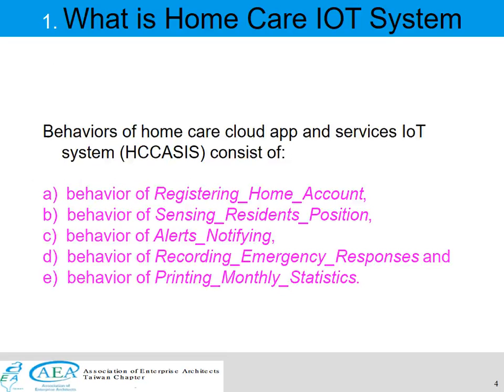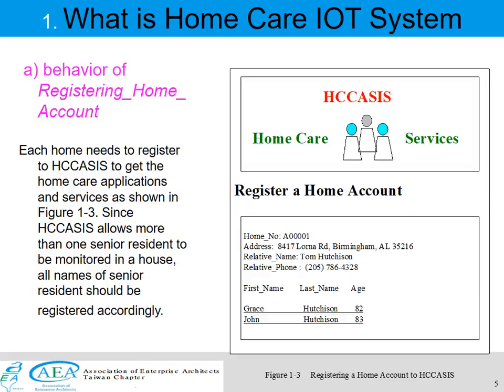The behavior of the home care cloud app service IoT system, abbreviated HCCA-SIS, consists of the following 5 behaviors. Behavior of registering home account. Each home needs to register to HCCA-SIS to get the home care application and service, as shown in Figure 1-3.